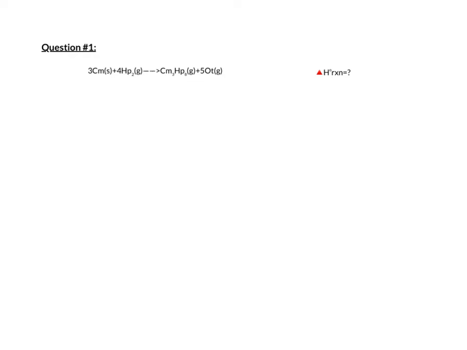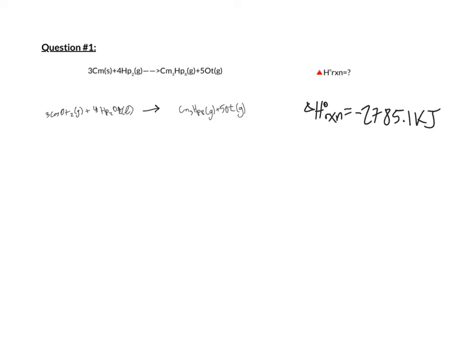In this question, we are asked to find the enthalpy of reaction for 3 Cm solid plus 4 HP gas reacts to form CM3 HP8 gas plus 5 OT gas. To begin, the first reaction we're given, we must flip it so that the CM3 HP8 is on the product side, which means we must also flip its enthalpy of reaction, changing the sign from a negative to a positive.